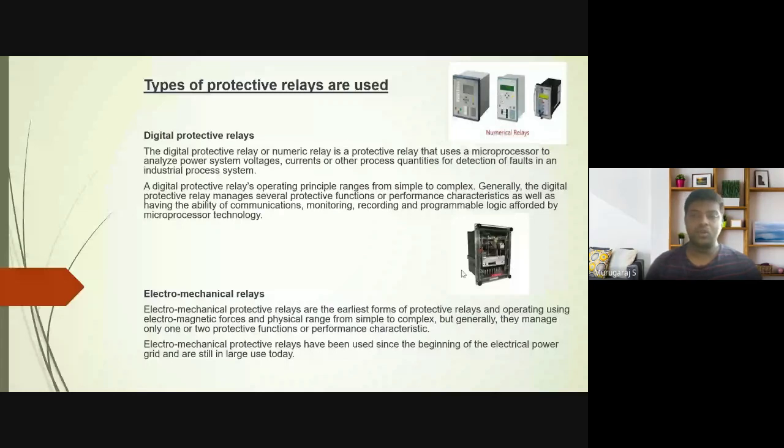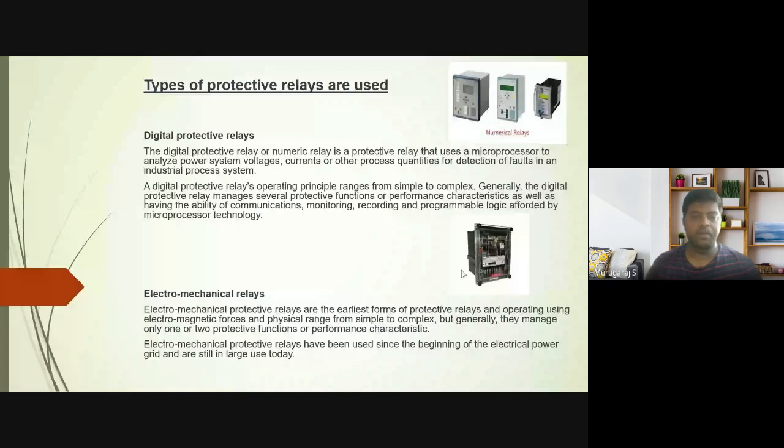It also has the ability of monitoring and recording, and it has a lot of logics. It has digital inputs and digital outputs, based upon which you can do a lot of functions. Numerical relays also have advanced communications. They have a lot of communication protocols like Modbus, TCP/IP, IEC 61850, and Ethernet protocol. These are the protocols available, using which we are able to analyze the situation.